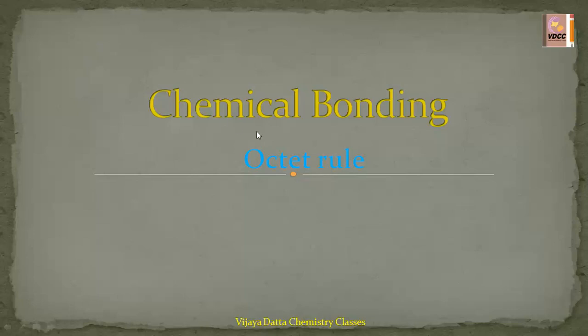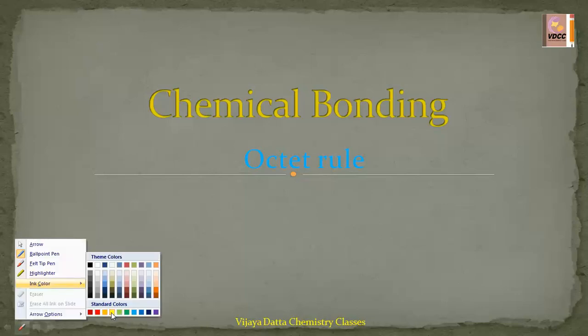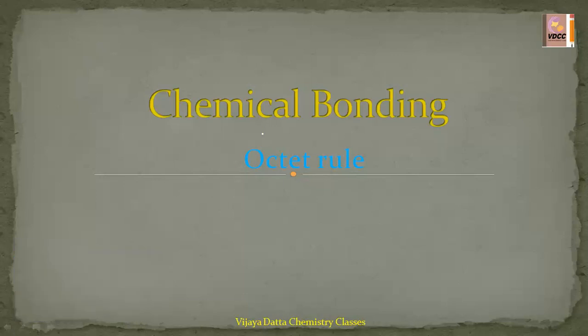Okay. See, today I'm going to discuss the octet rule. Why did I start this chemical bonding with the octet rule? In chemical bonding, we'll study different types of bonds, that is ionic bond, covalent bond, coordinate covalent bond. We have different types of bonds.